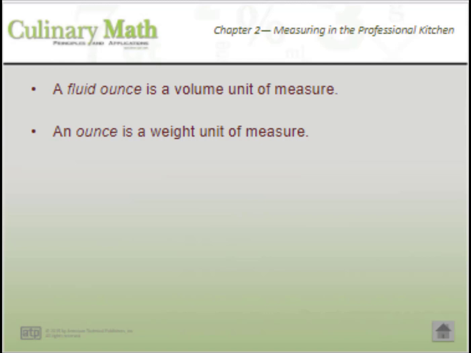Volume is a measurement of the physical space a substance occupies. A fluid ounce is a volume unit of measure. An ounce is a weight unit of measure. Failure to understand this important distinction between fluid ounces and ounces often leads to costly mistakes.